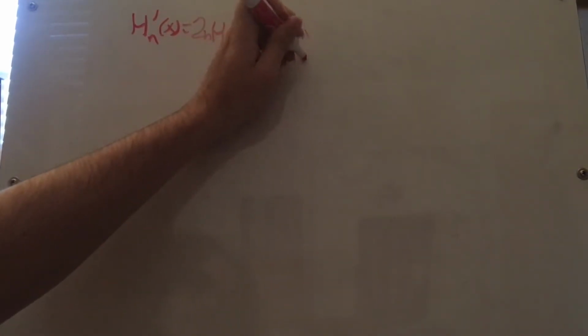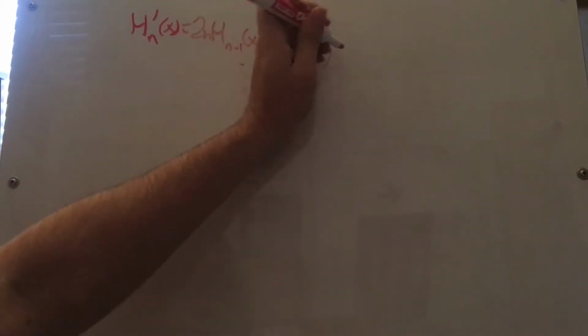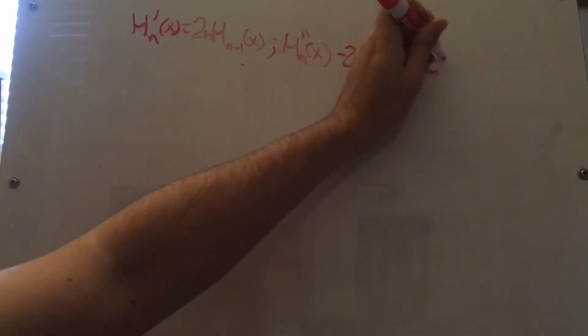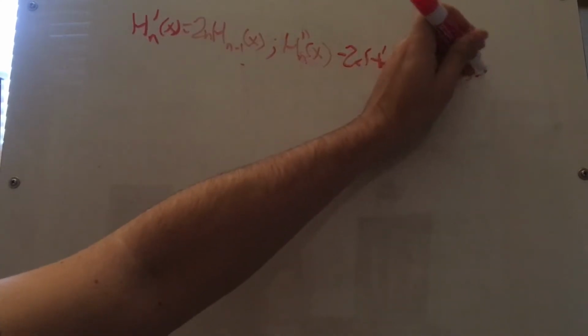H_n prime of x is equal to 2n times H_{n-1} of x, and H_n double prime of x minus 2x H_n prime of x plus 2n H_n of x is equal to 0.